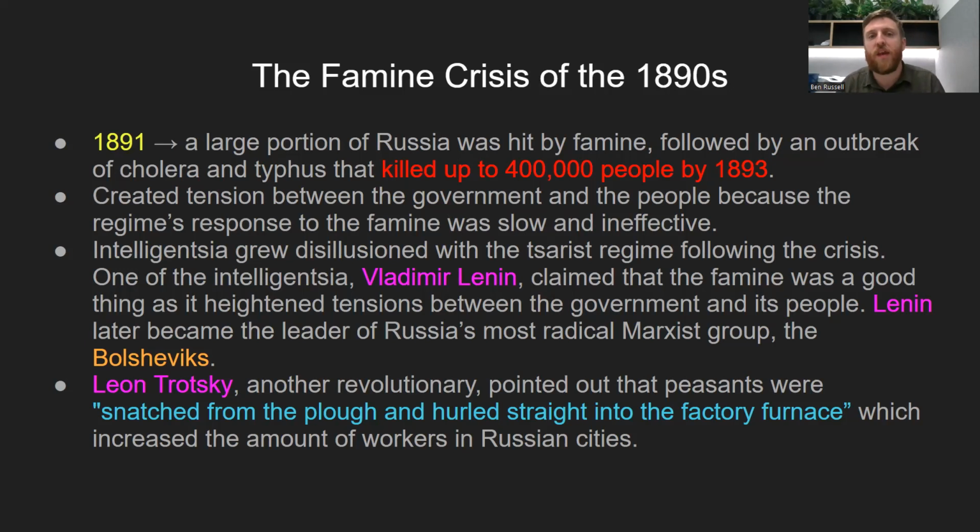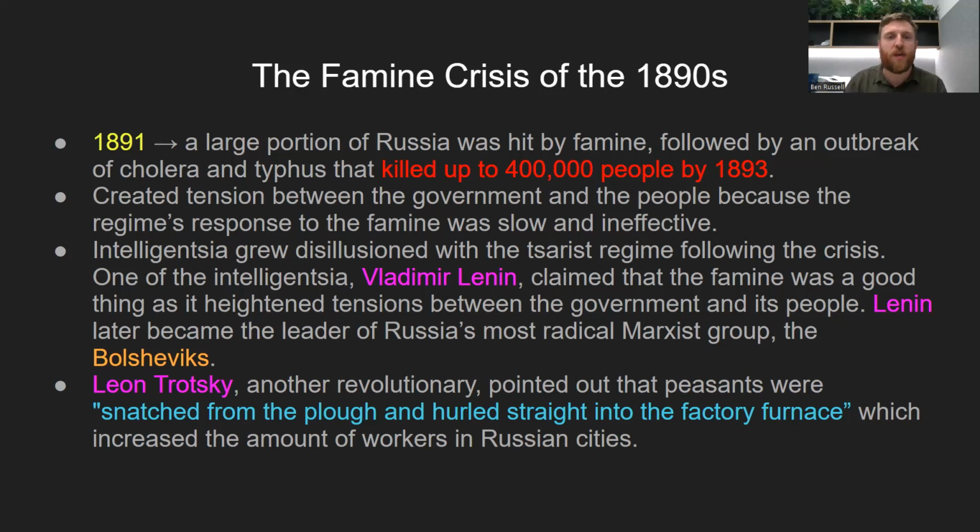Lenin would later become the leader of Russia's most radical Marxist group, the Bolsheviks, and Lenin and the Bolsheviks will become incredibly relevant in future videos. Leon Trotsky, another revolutionary, pointed out that peasants were, quote, snatched from the plow and hurled straight into the factory furnace, which increased the amount of workers in Russian cities.